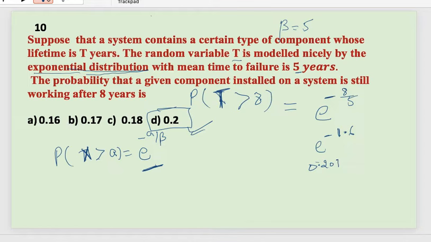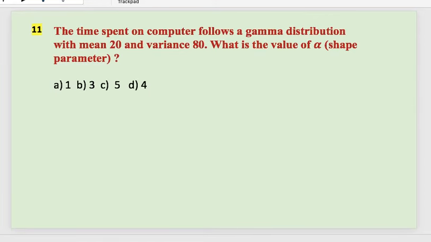Otherwise, for example, in questions 9 and 10 I used the formula for the exponential. Let's say if you are not aware of it, then you have to struggle again. You have to integrate from 8 to infinity. Then you will find the PDF. PDF is 1 by beta, which is 1 by 5 e to the power minus x by 5 dx. So first you have to integrate it and then put in the limit, and then you will turn up with this answer. So I think this formula becomes a great help for questions on exponential distribution.